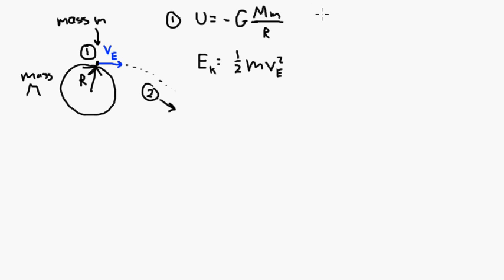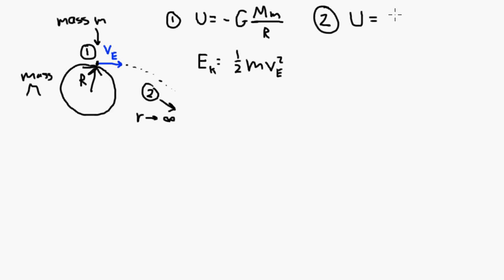Okay. So when it's way far away, it's going to have a potential energy of negative G, big M, little m over R. But we're talking about R going to infinity. So maybe I should write here that R goes to infinity as you go out to number 2. So as R gets bigger and bigger and becomes infinite, this is going to become 0.